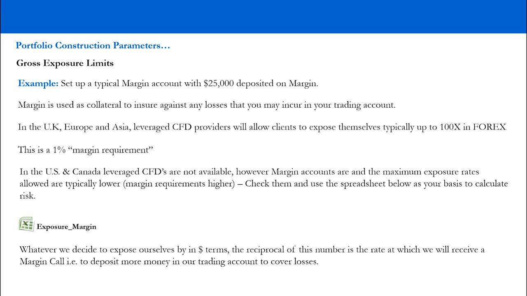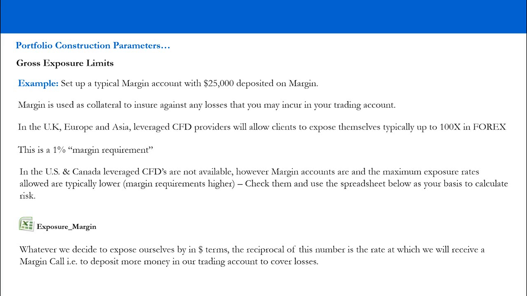In the United States and Canada, leverage CFDs are not available. They were banned in 2010 for the reasons of leverage. Too many retail traders were losing too much money, so they banned them. However, margin accounts are still available, and the maximum exposure rates allowed are typically lower.